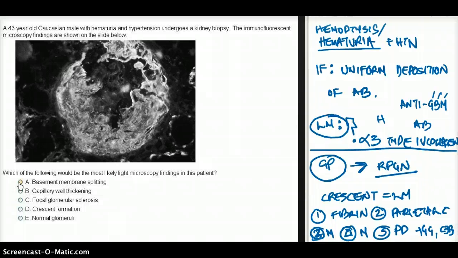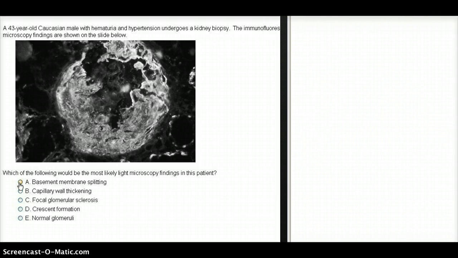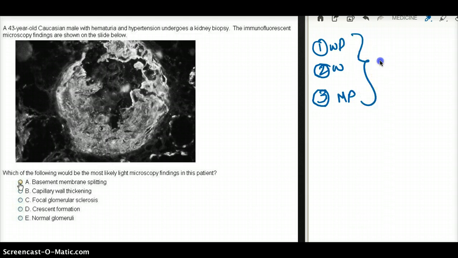Now let's talk about where else do we see crescents other than Goodpasture. Other than Goodpasture, we see it in Wegener's. We see it in the other one, microscopic polyangiitis. All these are going to show crescents, okay? So just a general overview. So let's go through each and every option that we have.